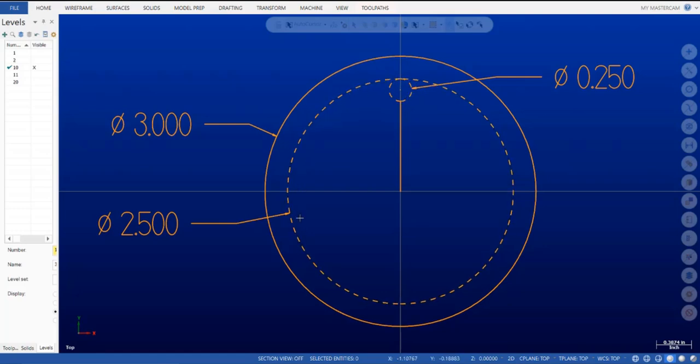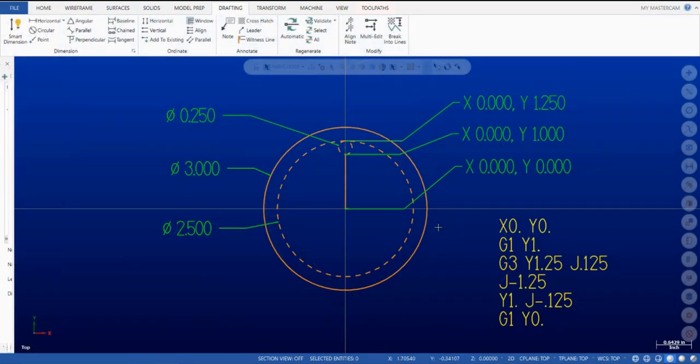Then a G3 move all the way around, then back to the top. A G3 move coming off the circle as a lead-out move. And then a G1 back to center. So now let's put some coordinates to that. Alright, so let's take a look at the X and Y coordinates of this toolpath.